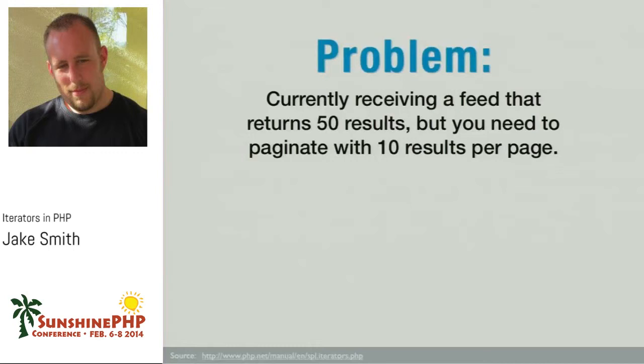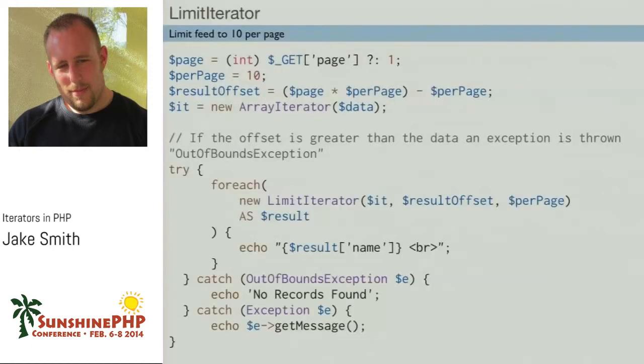In this one case, I had a feed coming in, and they didn't offer me the control to say, hey, only give me this many records. No, they just sent it all and left it up to me to decide what to do with it. So just like any kind of pagination, I get my current page, how many I want per page, get the result offset, and then there's my data for the iterator. So we have our iterator, our offset, and how many we want per page. Even if I got 50 back, once I do the foreach, it's only going to output 10, and it's done.